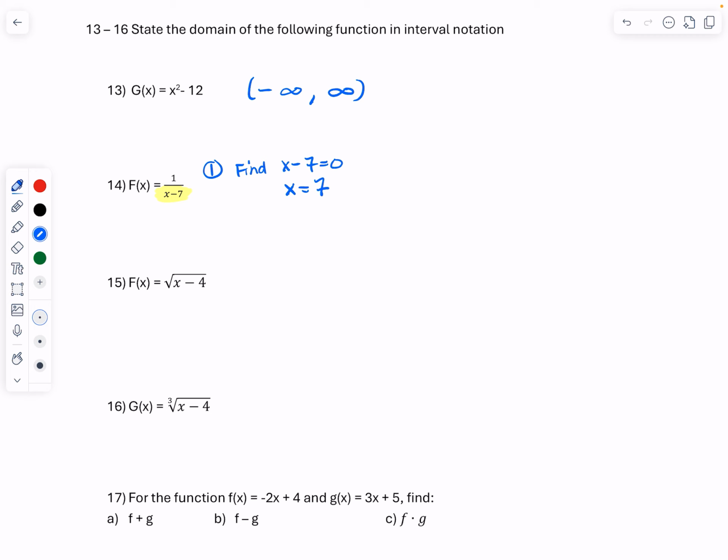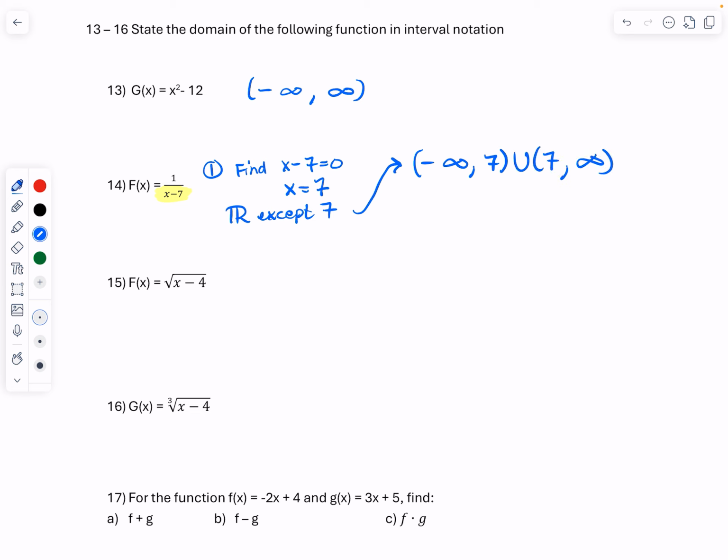So I cannot include 7, but I can include the rest of the numbers. So the answer to this is all real numbers except 7. So to write this up in interval notation, I do negative infinity going up to 7, but not including it, union 7 to positive infinity.